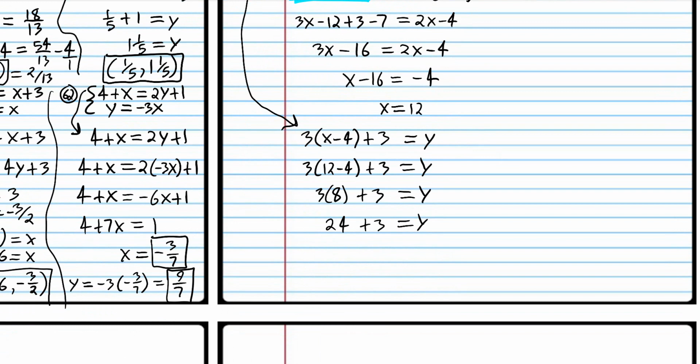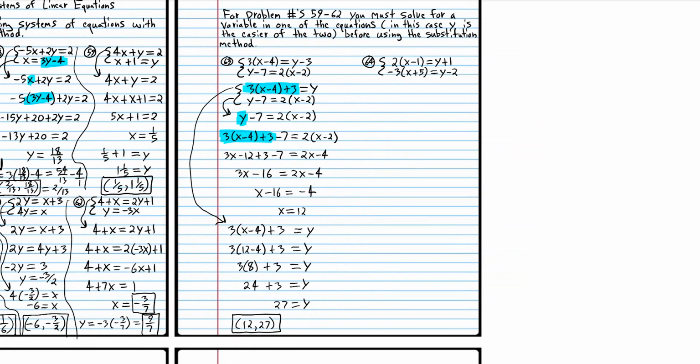And 24 plus 3 is 27. So writing as an ordered pair, our final solution is (12, 27). So again, the purpose of that problem is just to get you ready for some problems that we're going to do in the next class.